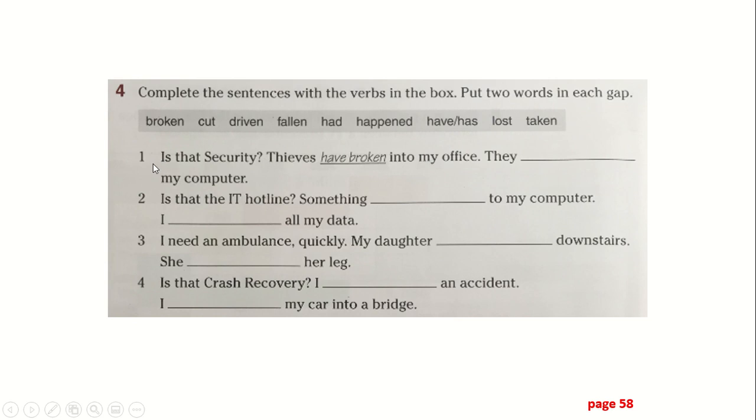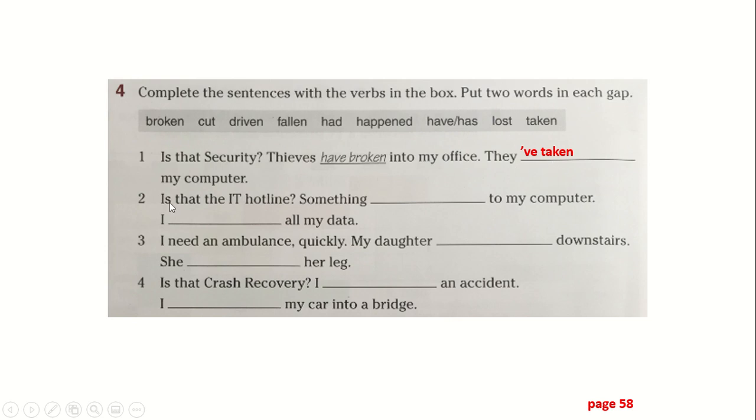Now let's look at number 1. These are the same phone calls we listened to in exercise 3. Number 1. Is that security? Thieves have broken into my office. Have broken, اقتحموا, into my office. Okay, we used have because thieves is a plural word. جمع. So they have also taken my computer. They have taken my computer. And instead of writing have, we can write apostrophe VE. So this means have also.